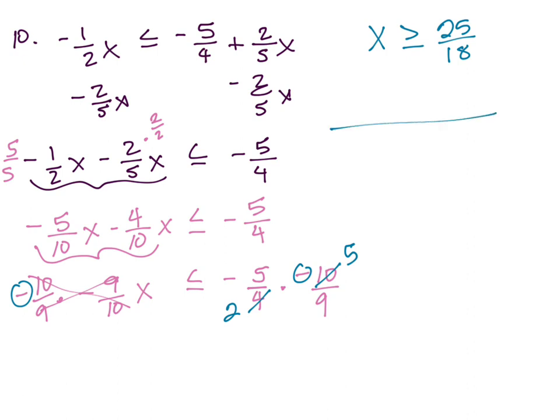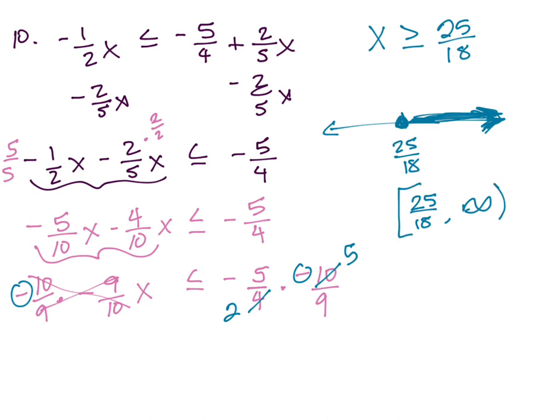If you put that on a number line, you just have some random value, 25/18. What kind of circle would you have? Closed in, shaded to the right. And in interval notation? 25/18 to what? To positive infinity, with a square bracket here and parentheses on the right end.